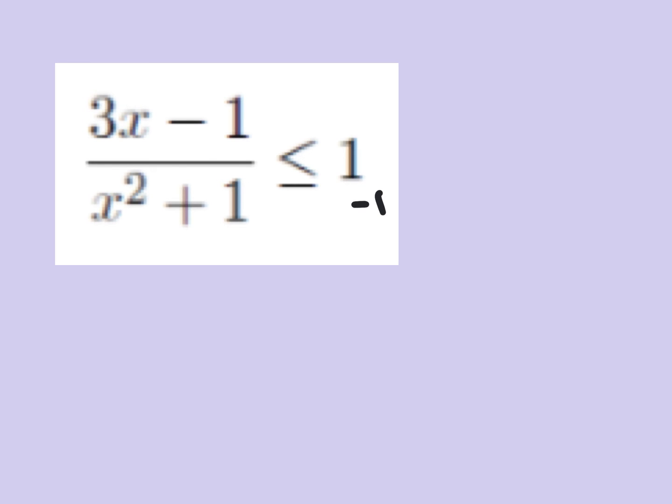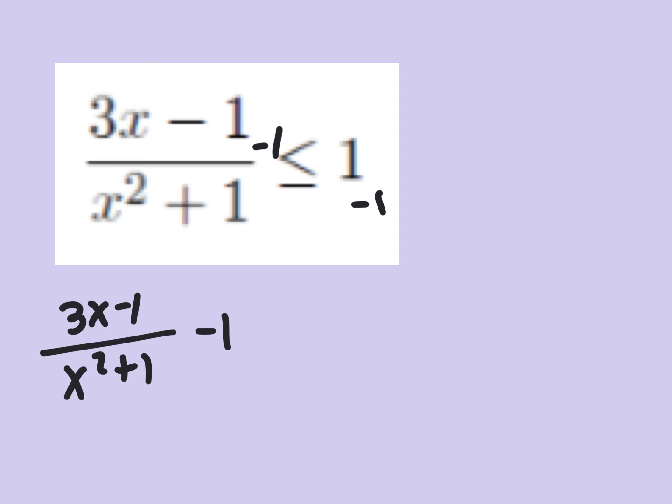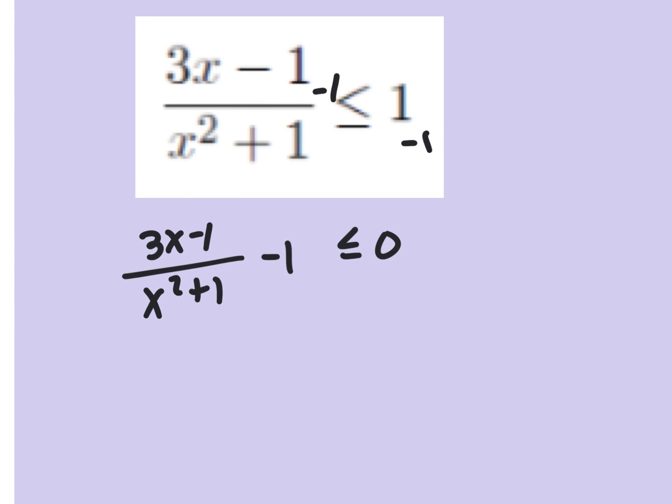I'm subtracting 1 from both sides, but that's a little weird. You can't just subtract this 1 right here and make it a negative 2. That does not work. How do you subtract 1 from this? I'm going to write it out how it actually looks: (3x - 1)/(x squared + 1) - 1 is less than or equal to 0. Well, yay, I've set it equal to 0, but now I have an issue.